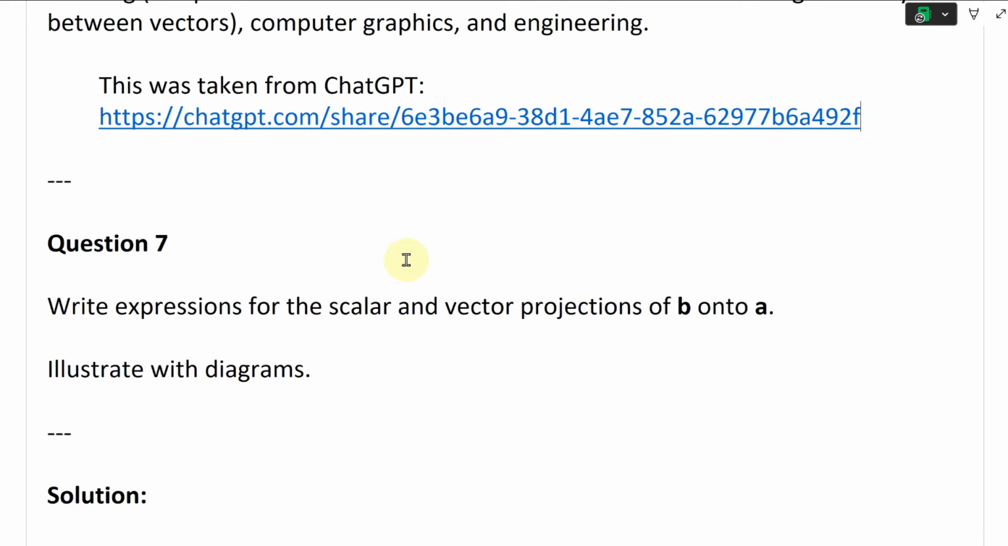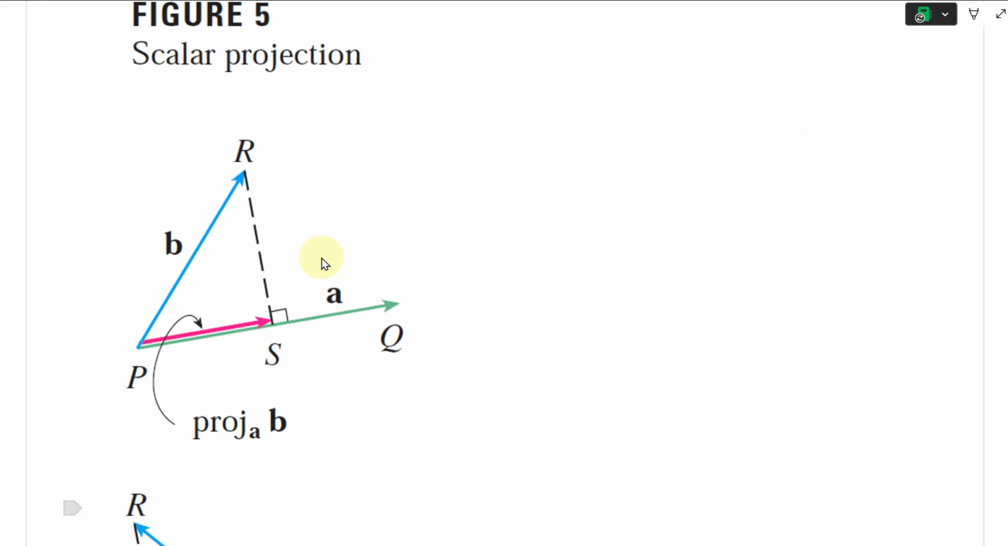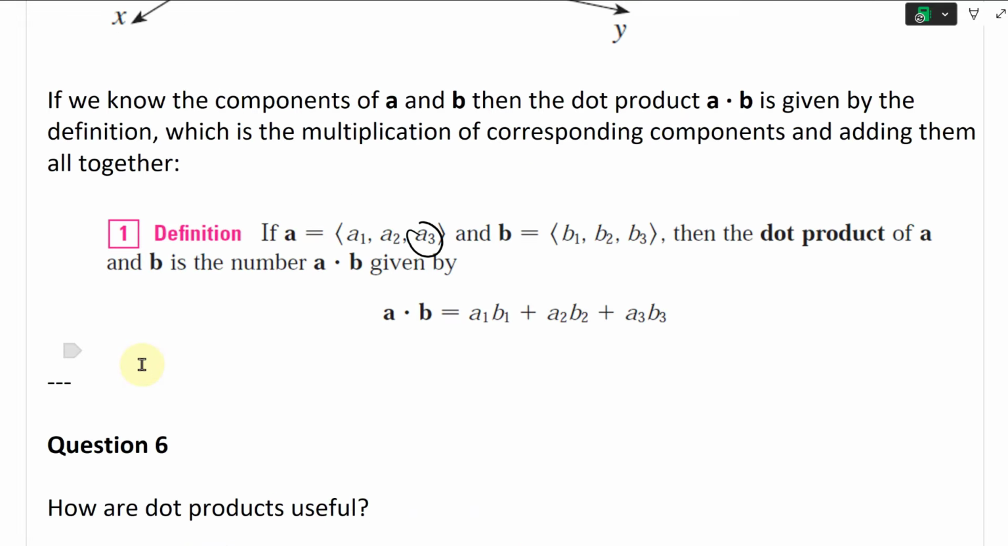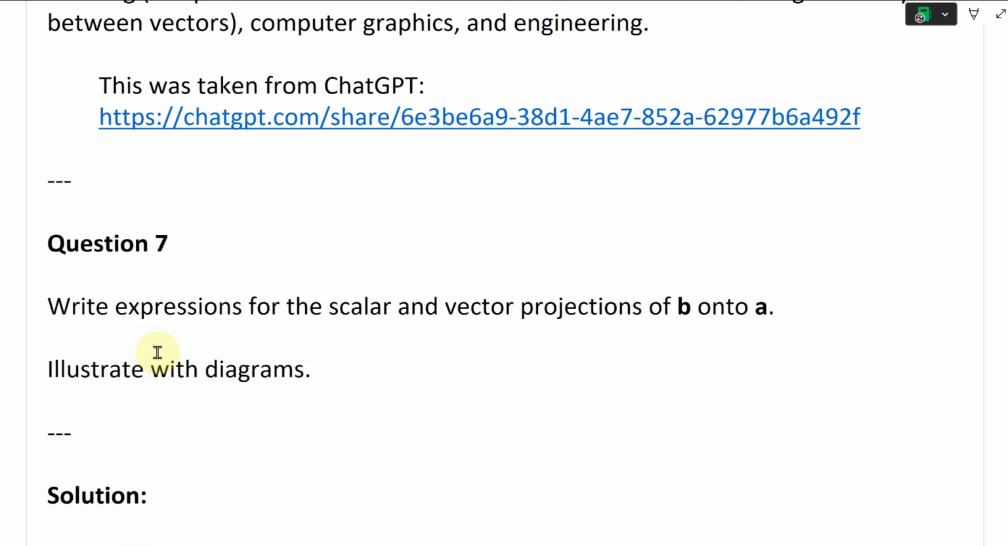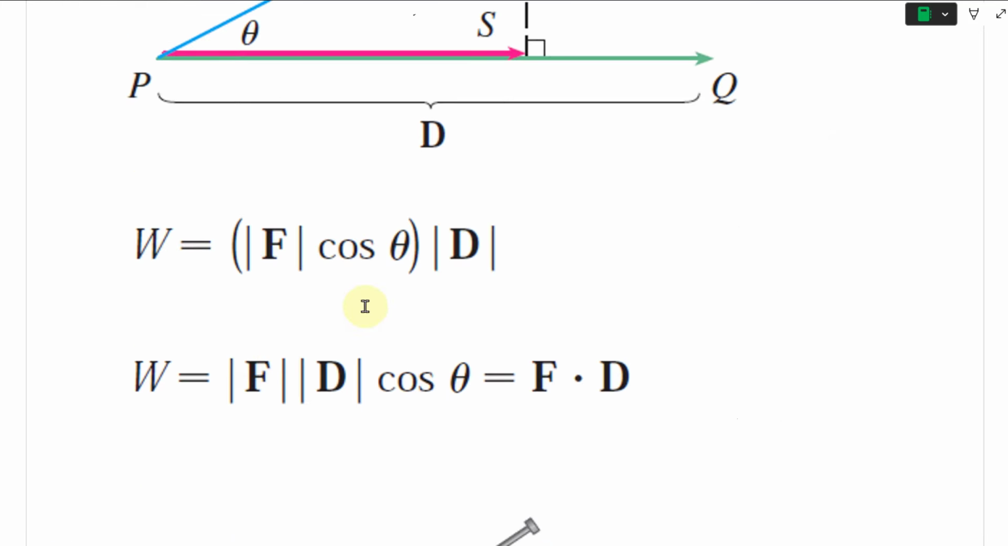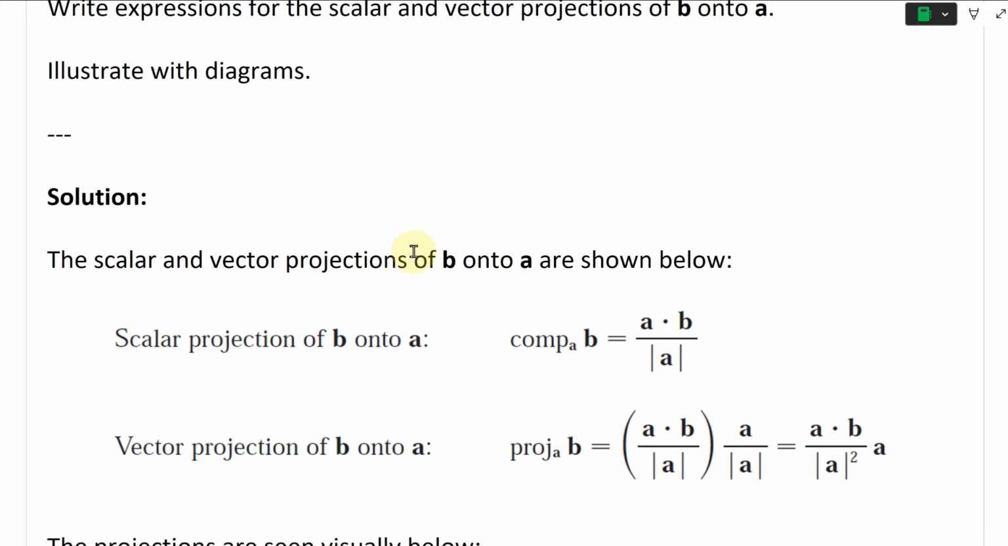So anyways, going further, question 7. I think we got the right question. That was question 6, so now let's look at question 7. Question 7 states: write expressions for the scalar and vector projections of B onto A, illustrated with diagrams. Well, we already solved those in the useful properties of dot products.